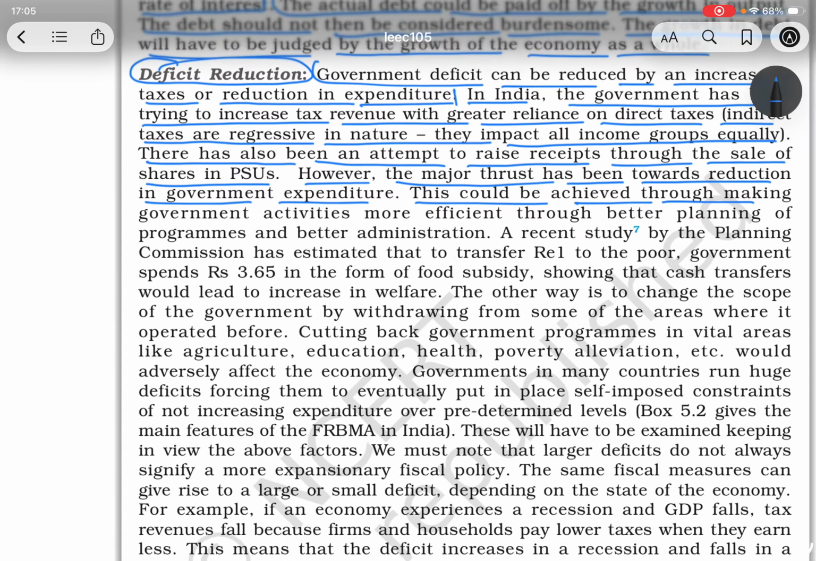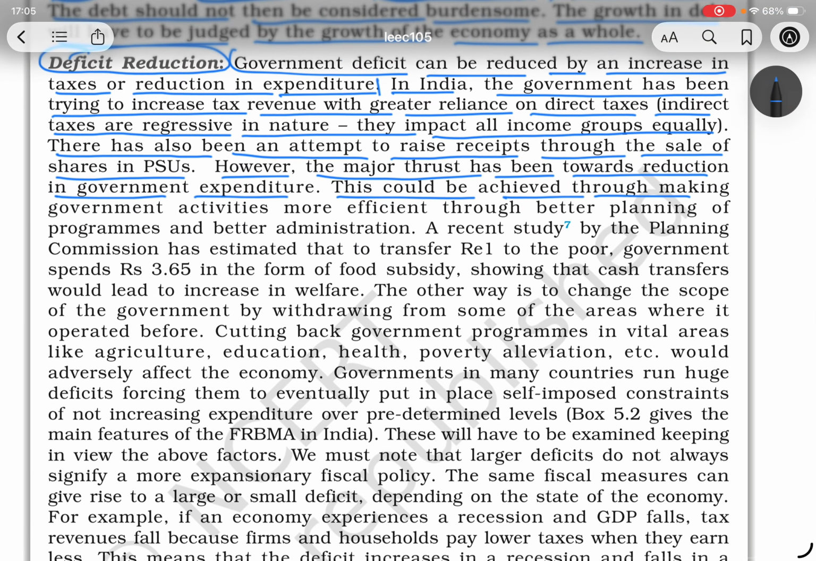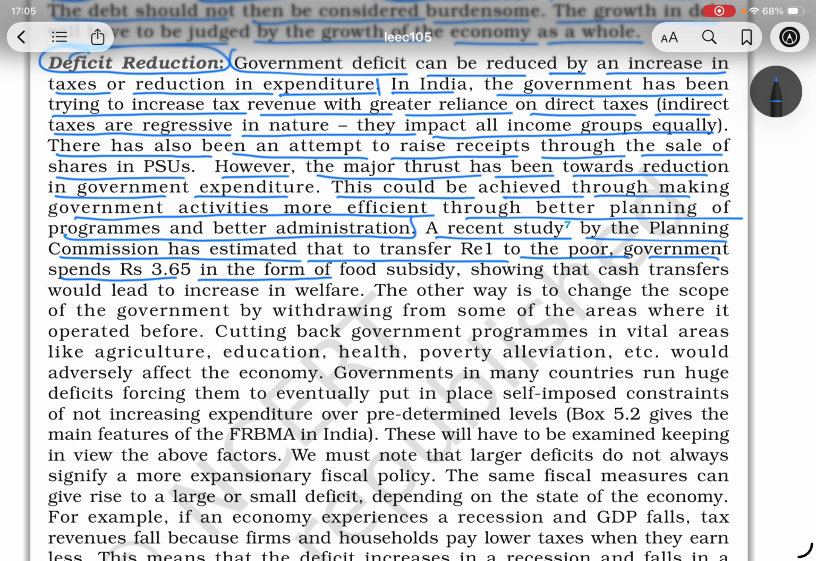This could be achieved through making government activities more efficient through the better planning of programs and better administration. A recent study by the Planning Commission has estimated that to transfer rupee 1 to the poor, government spends rupees 3.65 in the form of food subsidy, showing that cash transfers would lead to increase in welfare.